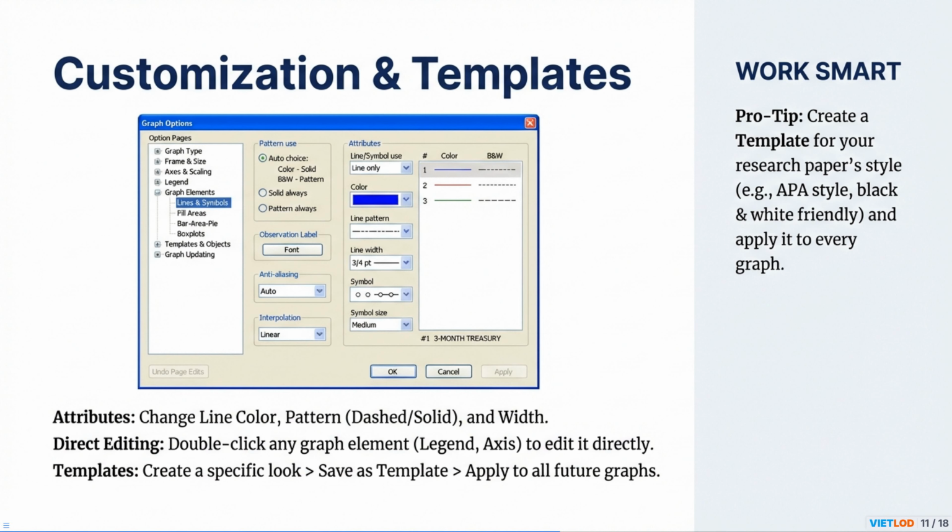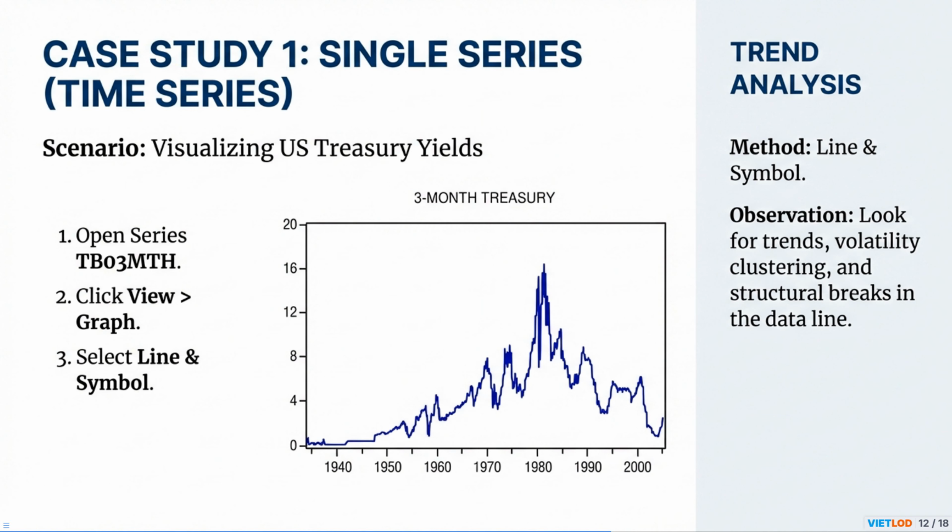Within the graph options, you can change key attributes like line color, pattern, dashed versus solid, and line width. For even faster changes, EViews allows direct editing. You can simply double-click on a specific graph element, like an axis or the legend, to open a dialog box just for that element. The most powerful feature for consistency is templates.